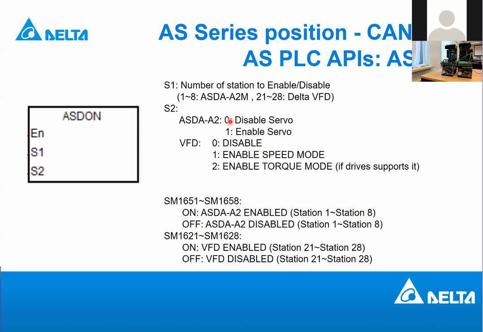For servo drive, if you write 0, the servo drive is disabled. But if you write 1, the servo drive is on. For the inverter, if you write 0, it is disabled. If you write 1, speed mode is enabled. If you write 2, you enable torque mode, if the drive supports torque mode.